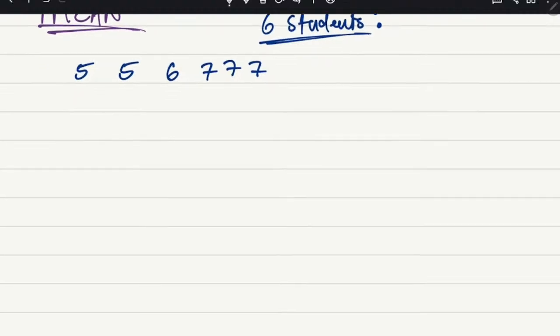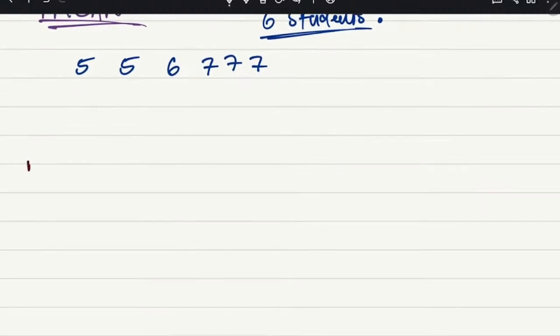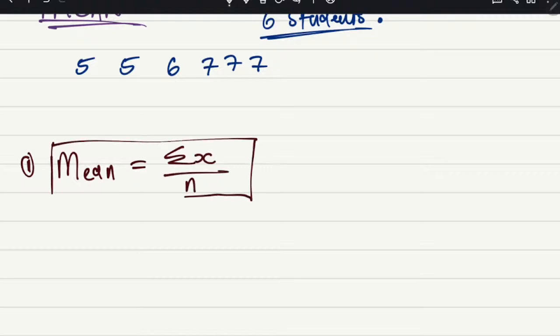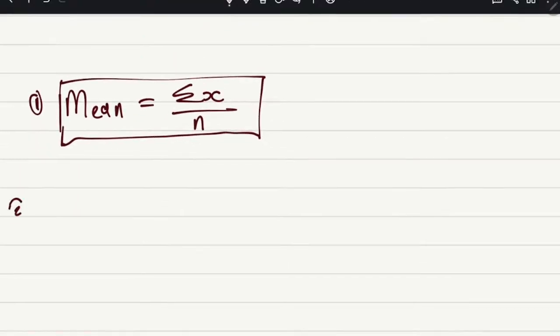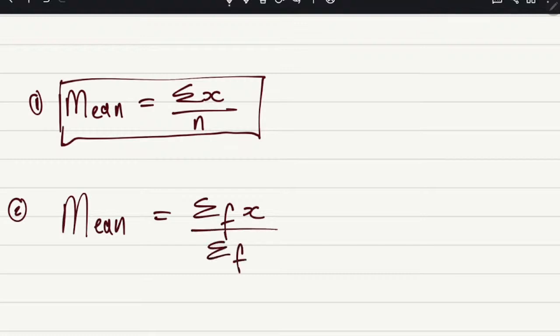So there are 3 formulas for mean. Number 1, mean is equal to the sum of x divided by the number of things; you add the things. This is the first formula for mean. The second formula for mean is equal to the summation of fx divided by the total frequency. This is the second one.